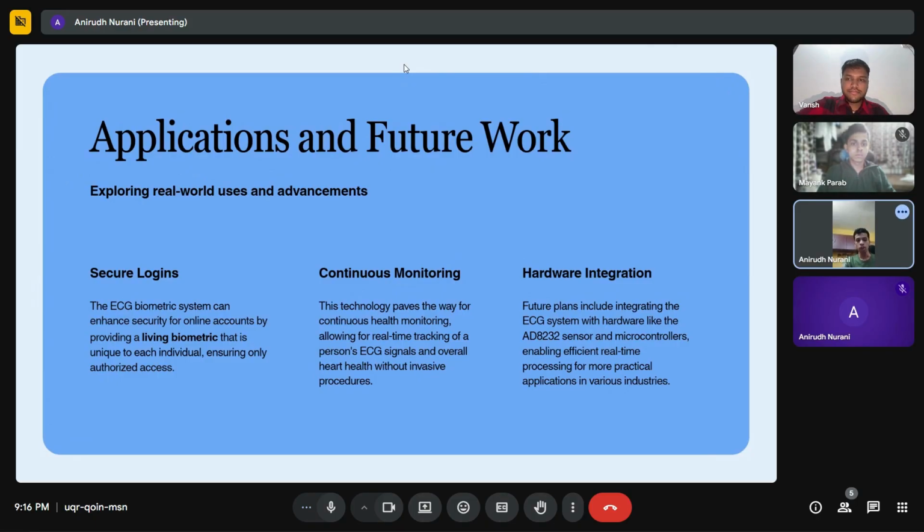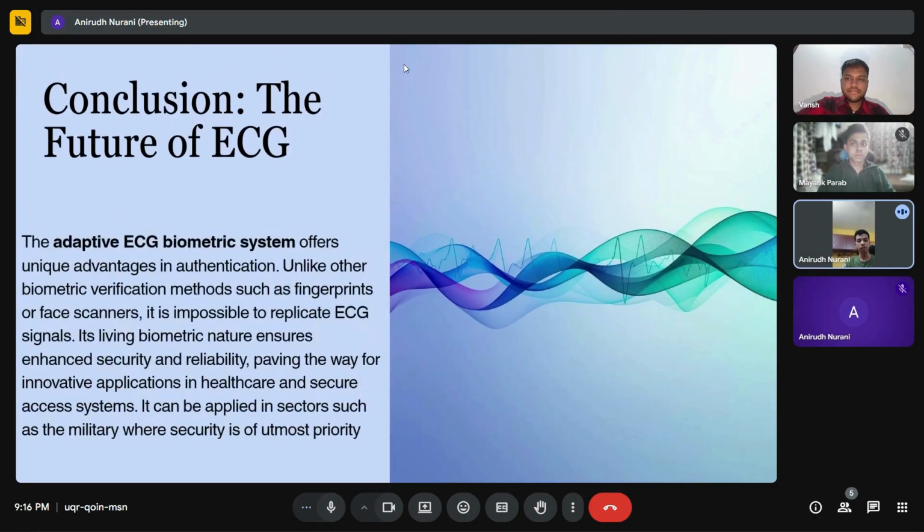So, to conclude, our adaptive ECG biometric system shows how signal processing and biometrics can work together to build a secure, adaptive, and cost effective authentication platform. While our current work focuses on MATLAB simulation, it lays a strong foundation for future hardware implementation using sensors and microcontrollers. With growing importance in healthcare and security, ECG based authentication has the potential to redefine how identity and health data can be securely integrated in modern technology.